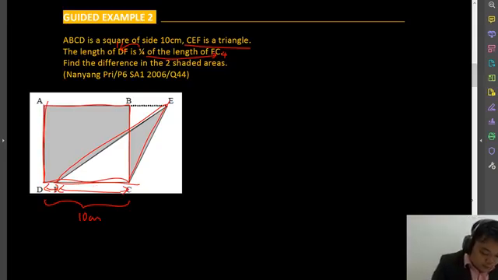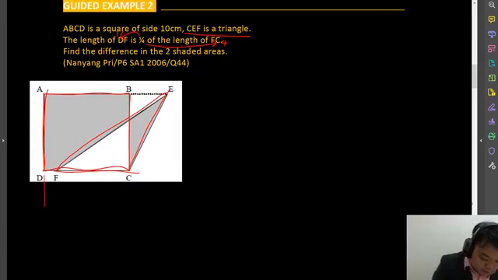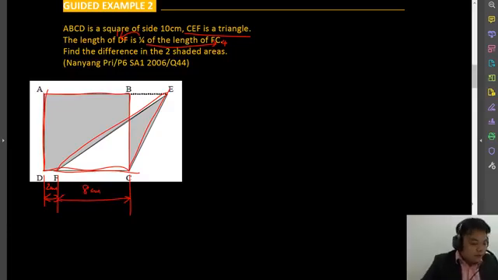We say that DF's length must be 2 cm, while FC's length would have to be 8 cm. Let me try to redraw it because I can't really see it either. DF's length is 2 cm and FC's length must be 8 cm. Simplify it first.